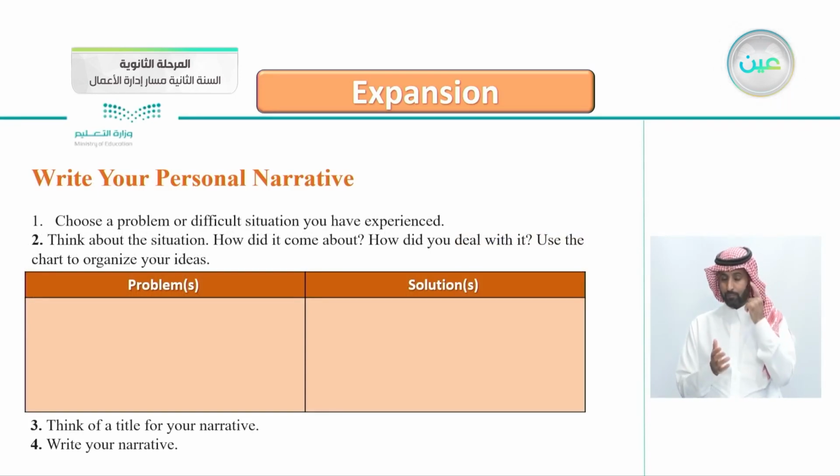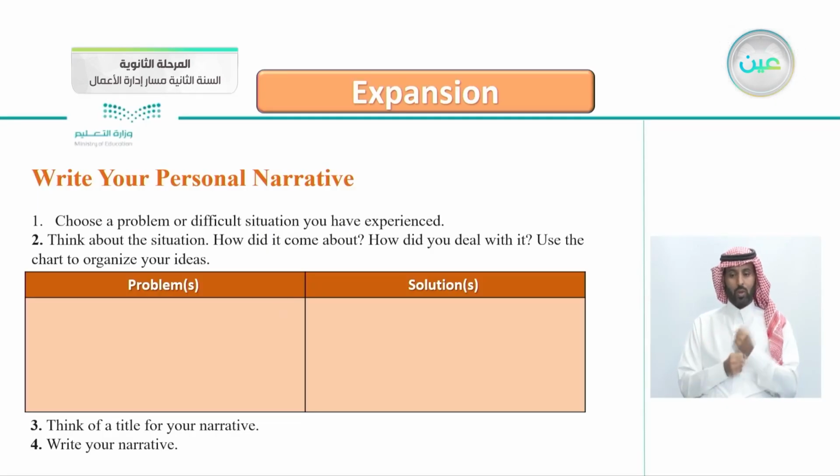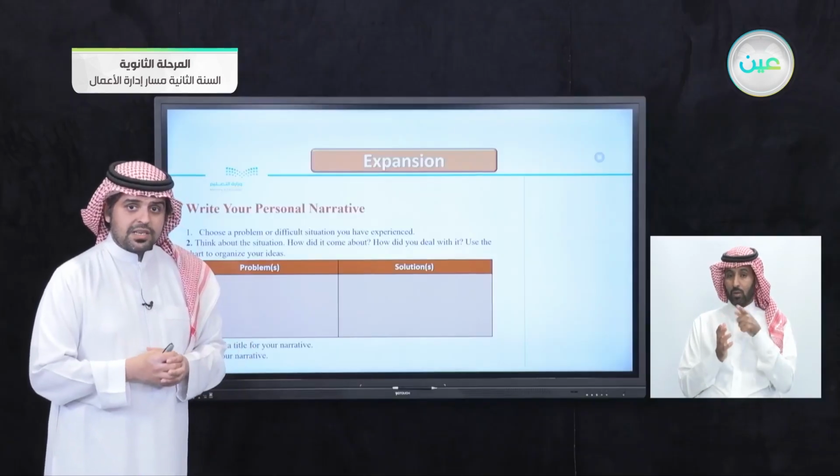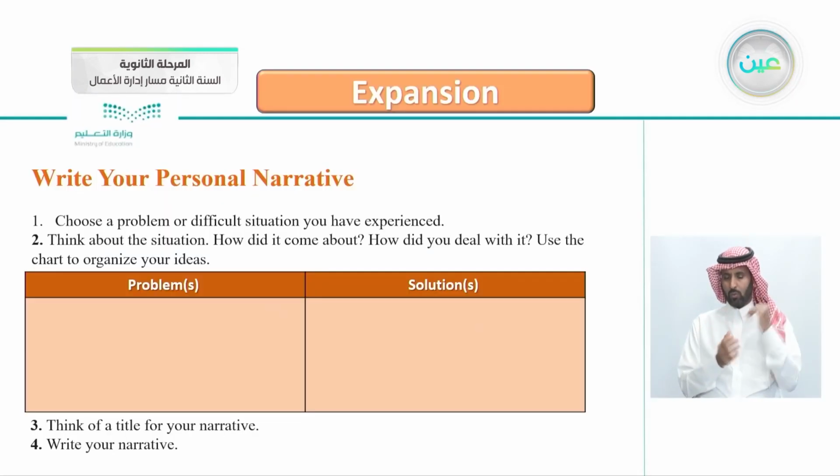Think about the situation. How did it come about? How did it happen? How did you deal with it? What did you do? Use the chart to organize your ideas. So you have to fill this chart yourself to write the problem here, or the problems maybe, and the solution or the solutions. What did you do to get out of this problem? Think of a title for your narrative. When you write your personal narrative, try to think of a title that fits what happened to you. Write your narrative. After you finish, write your narrative.